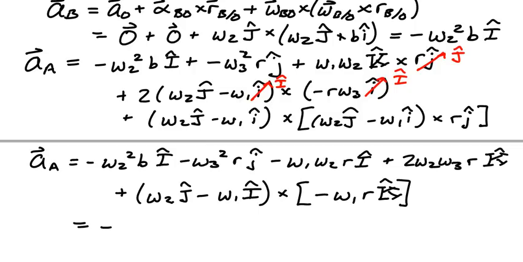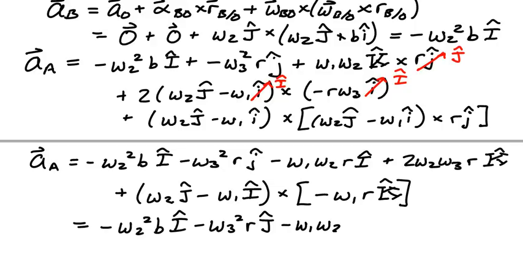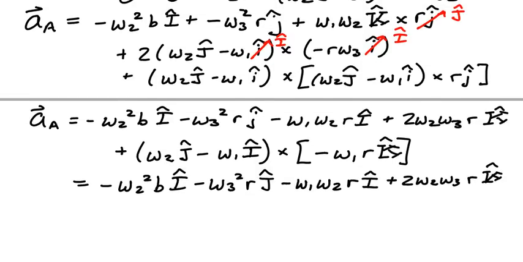If I expand this out, I'll have minus omega 2 squared times b in the capital I, minus omega 3 squared times r in the capital J, minus omega 1 times omega 2 times r in the capital I, plus omega 2 times omega 3 times 2 times r in the capital K. J cross k is going to give me a capital I, so I'm going to have minus omega 1 times omega 2 times little r in the capital I. And I cross k is going to give me minus j, so I'm going to have minus omega 1 squared times little r in the capital J.